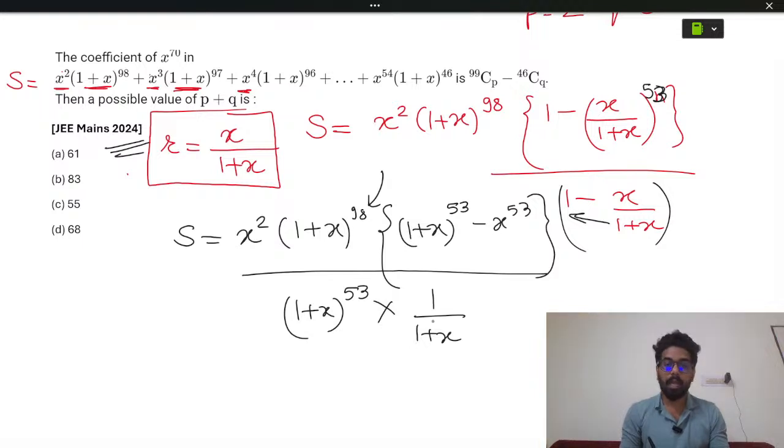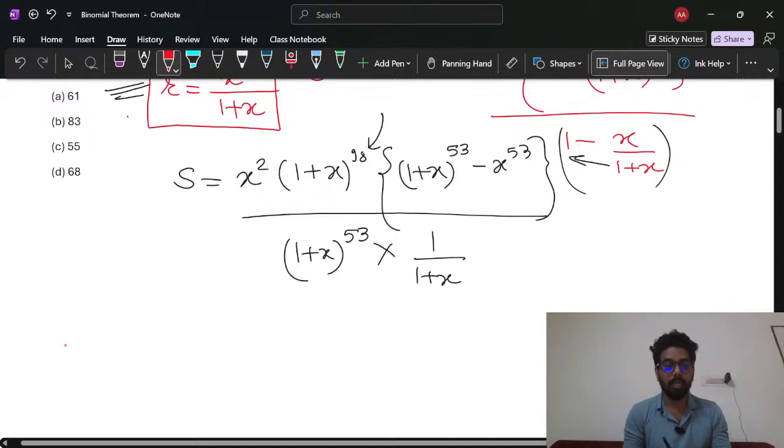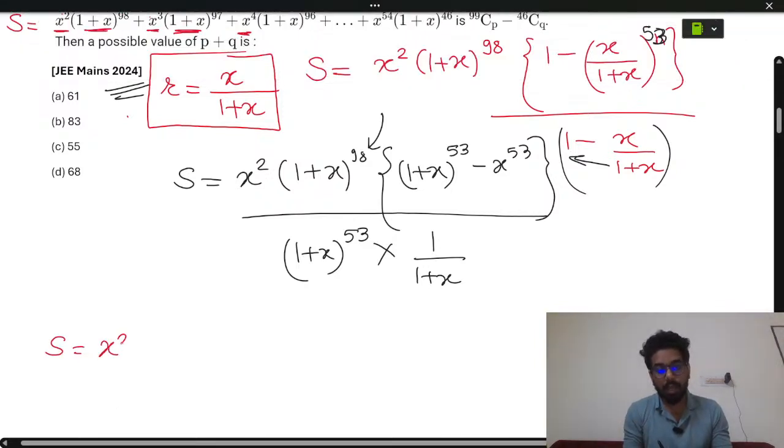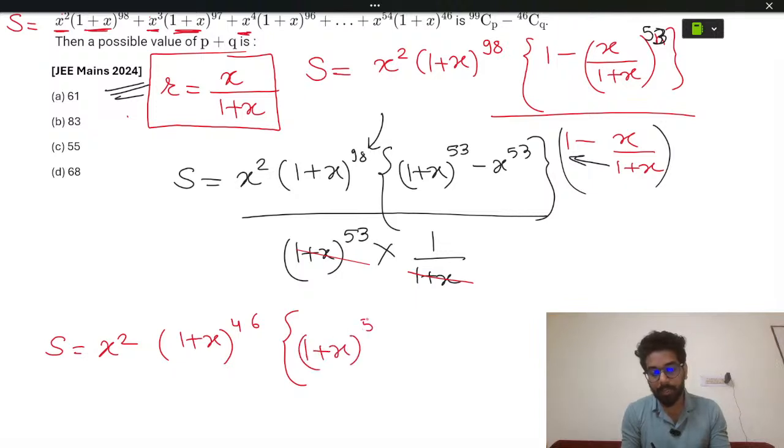Okay. Now, after this, you will get the sum part. What will this be, guys? S will come out as x square. Now, this cancels to 52. 98 minus 52 will become, so this will become (1 plus x) whole power 46. Okay, this is what you will have. Okay, now this is (1 plus x) whole power 53 minus x power 53.